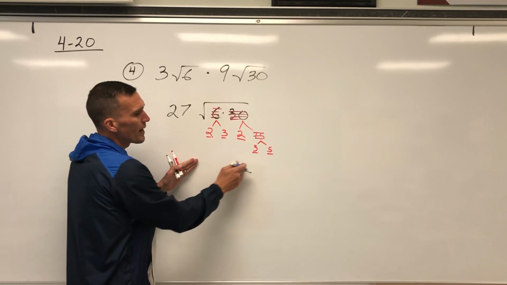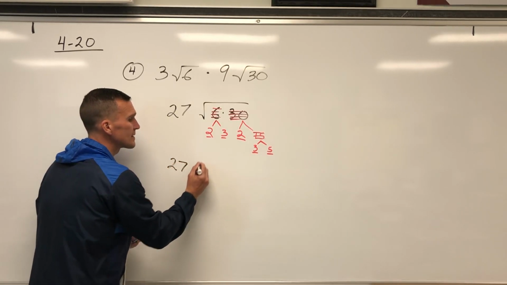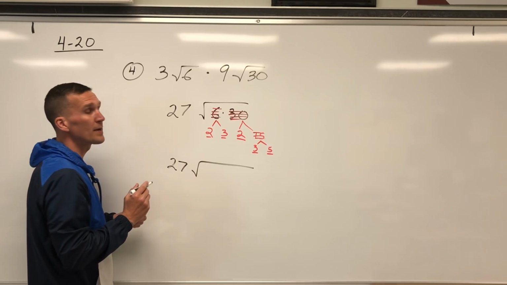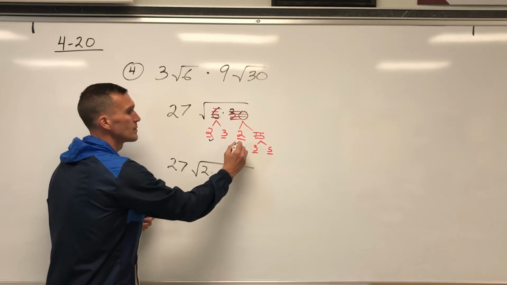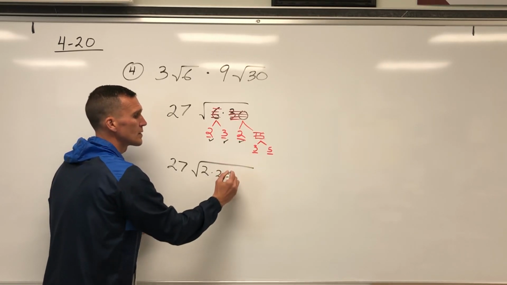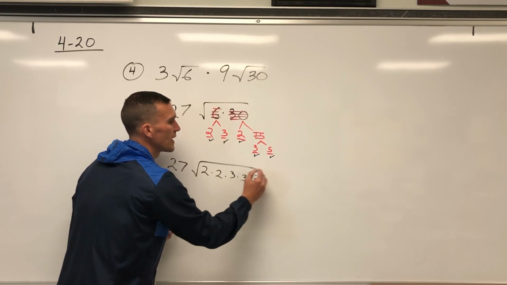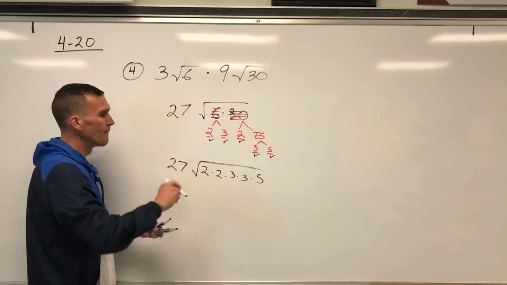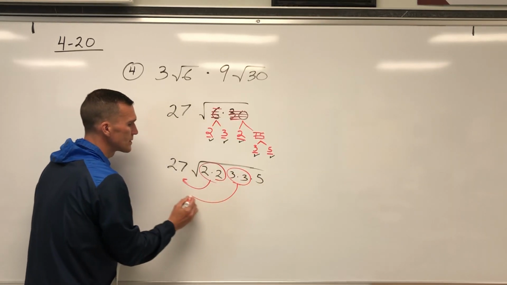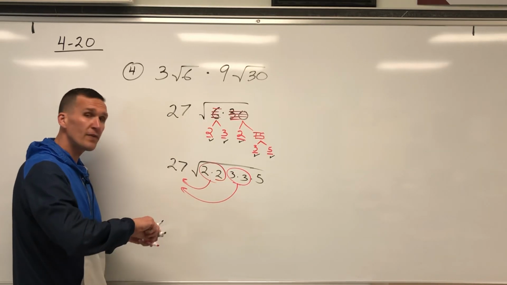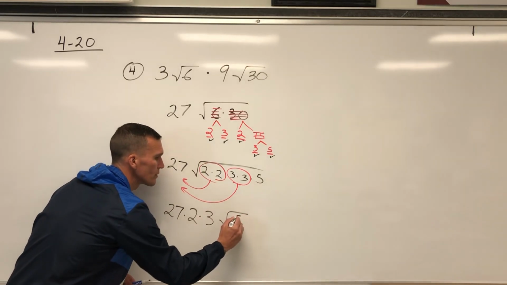Whether you rewrite them nicely, you don't have to do this step, but it sometimes is nicer and easier for kids to make sure that you put all the numbers in order from smallest to biggest. So 2 times 2 times 3 times 3 times 5. So I used all my prime numbers up there. Now I can say a pair of 2s come out and a pair of 3s come out. So what I have on the outside is 27 times 2 times 3 square root 5.